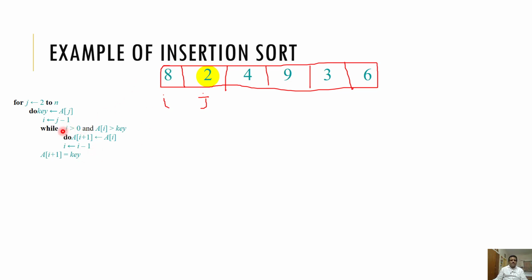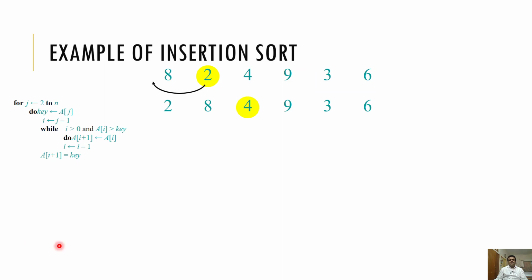Once it is 0, we stop; we will not enter this loop, because this is an AND, a logical AND operation. If one of these is 0, then we will not enter, and we come out of this while loop. The next instruction puts the key into position AI plus 1. So i is 0, AI plus 1 is 1, so we put this 2 in this position, and 8 is already here. So 8 came here and 2 will be inserted here.